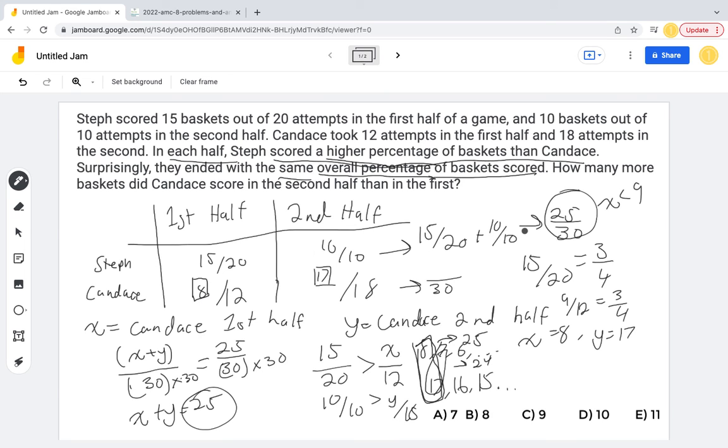Now that we filled it out, the question asks how many more baskets did Candace score in the second half than in the first half. To do this, we just do 17 minus 8, which equals 9. So she scored 9 more baskets in the second half than in the first half, which would be answer C. 9 more baskets. And that is how you solve problem 21.